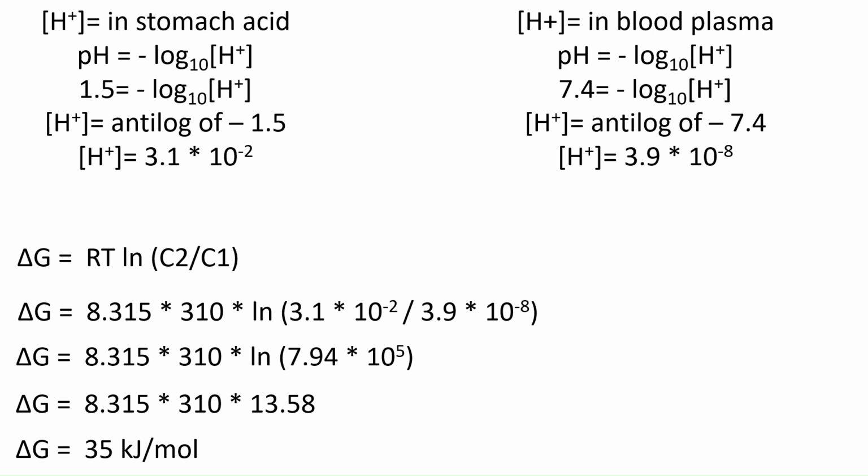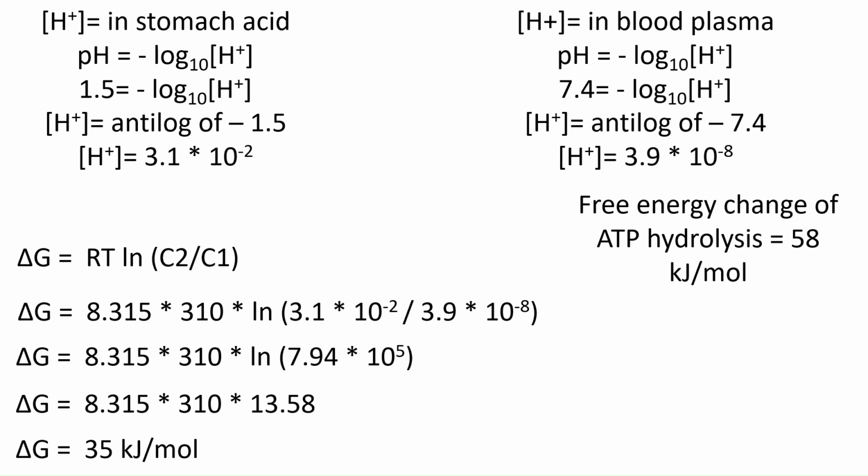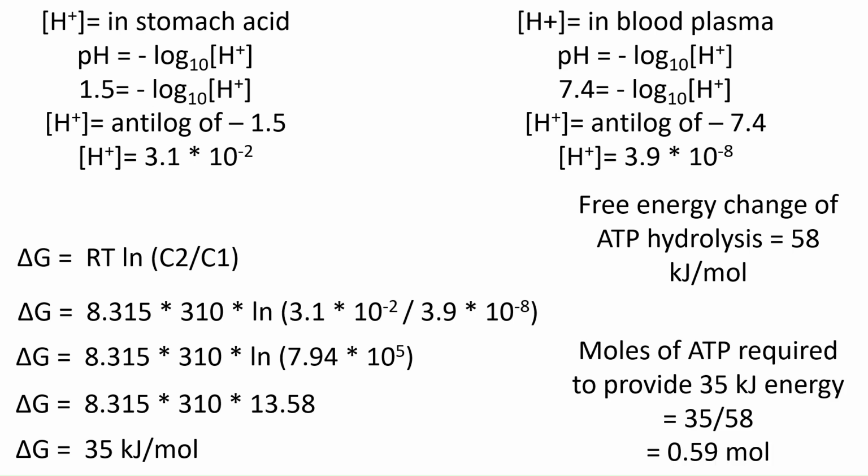Now since we are given in the question the free energy of hydrolysis of ATP which is 58 kilojoules per mole, and the energy which is required for the transport process is 35 kilojoules per mole. So from these two numbers we can calculate the moles of ATP required to provide the required energy for active transport, which will come to around 0.59 moles.